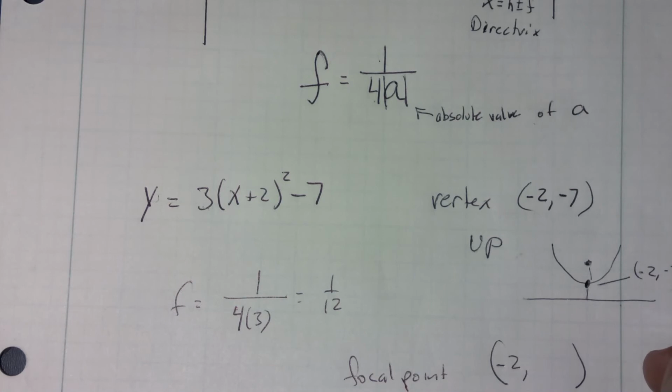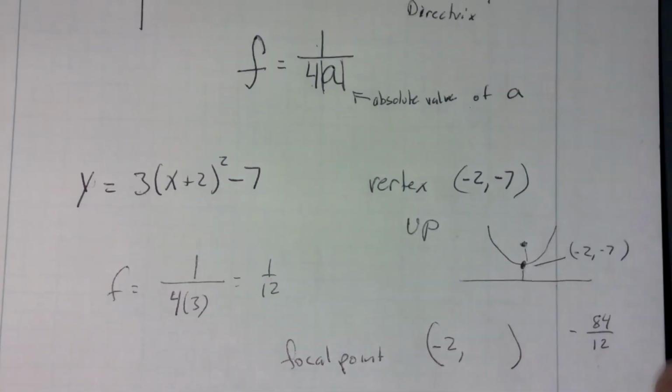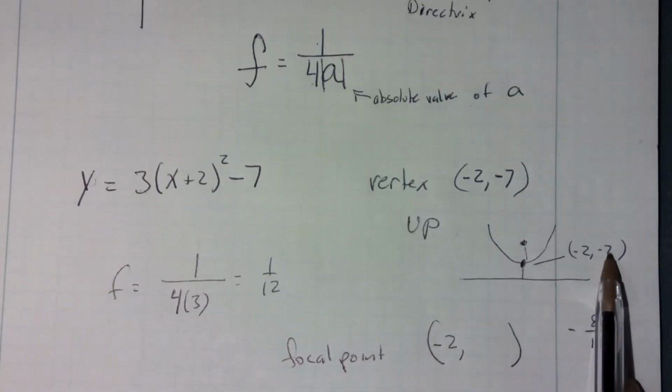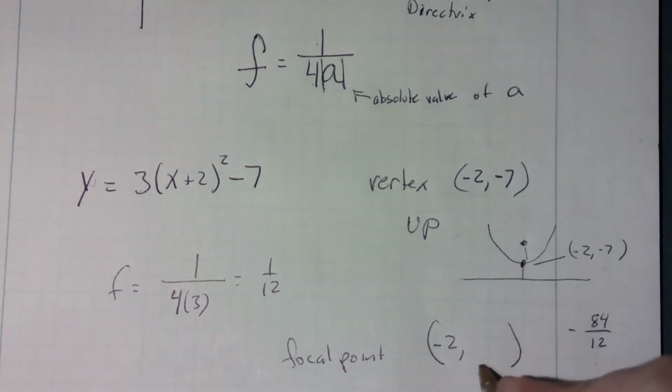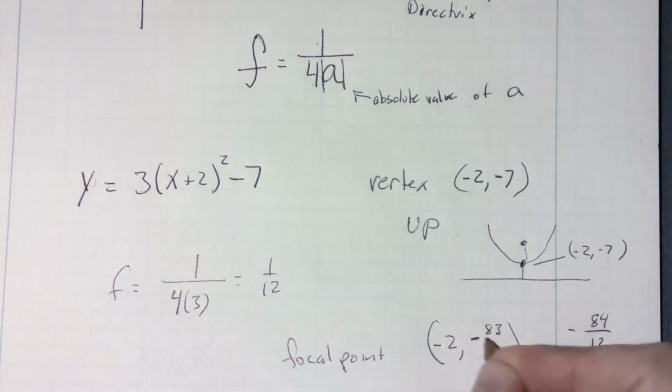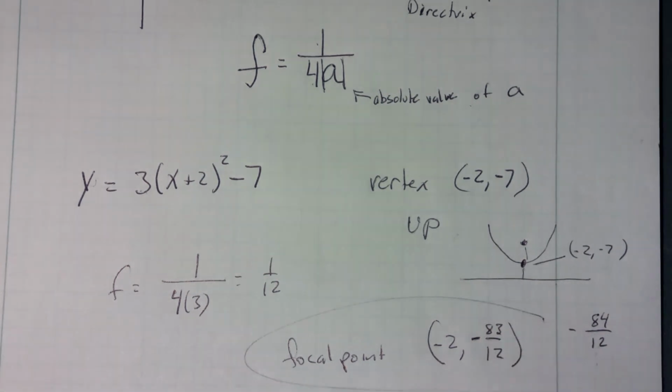Let's see, 7 times 12 is 84. So -7 is -84/12. Sorry, you can't quite see that. -84/12 is this -7 of the vertex. I'm going to add 1/12 to that. So my focal point will be -83/12. There's my focal point.